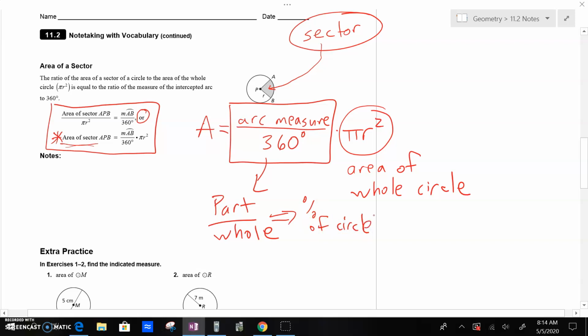So you're going to take your percentage of the circle and you're going to multiply it by the area of the whole circle. So your percent times your whole, and that gives you the area of your sector.